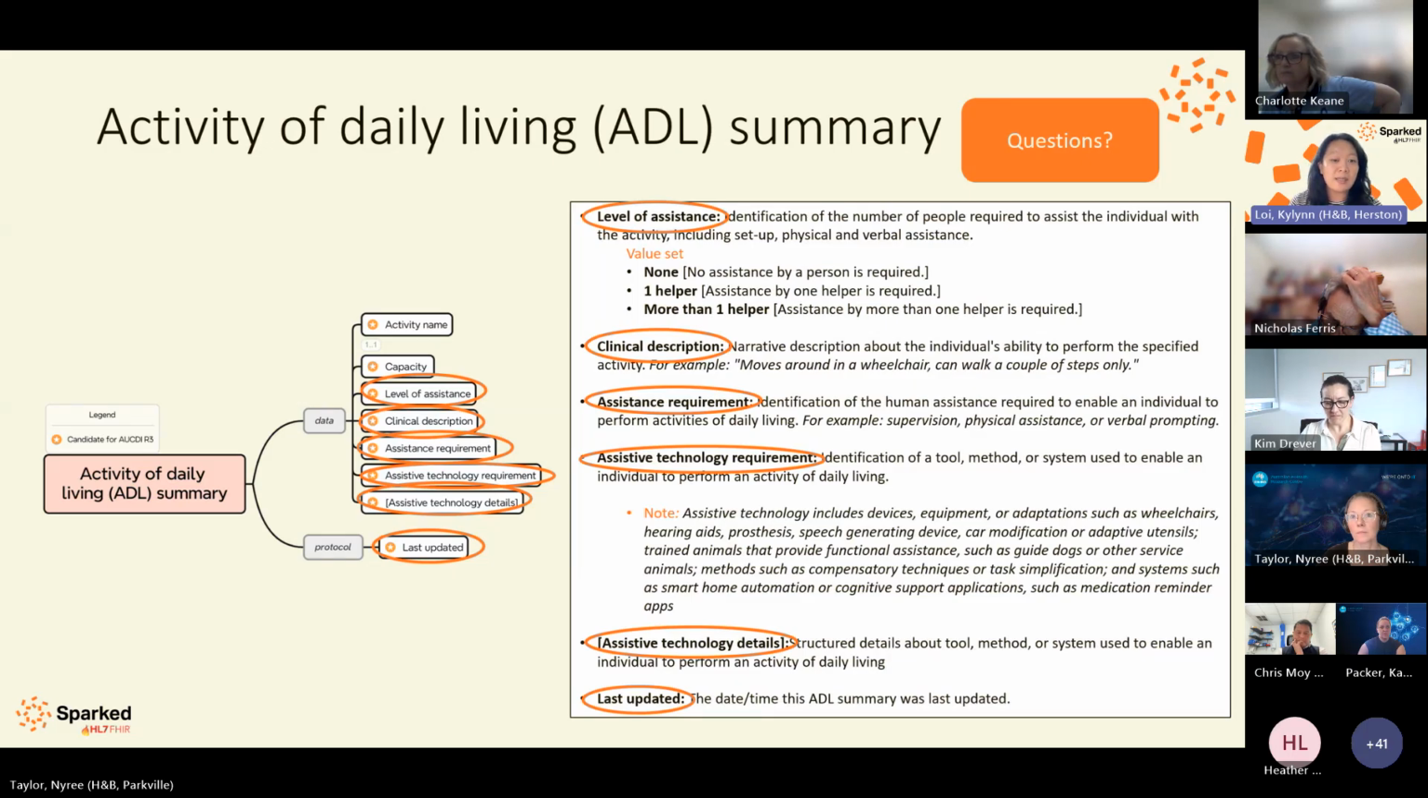So I think we need to understand that a little bit more, and this is a first step to understanding some ADL information for AUCDI in an electronic medical record or a clinical information system.